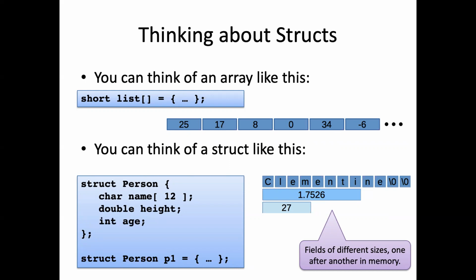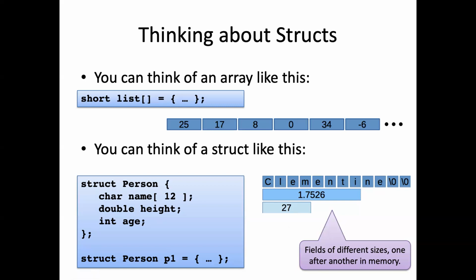And at least for now, we can think of those as being laid out one after another in memory. So this person type we've been talking about, you can think of as storage for the name field, 12 bytes, and then storage for the height field, well, as a double, that would be 8 bytes on the common platform. And then storage for the age field, which would be 4 bytes on the common platform. So every instance of a struct is all of its fields one after another in memory.